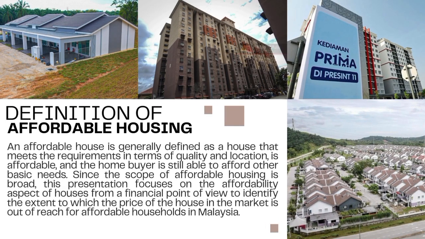Next, we move on to the definition of affordable housing. In the Malaysian context, an affordable house is generally defined as a house that meets the requirements in terms of quality and location. It is affordable and the home buyer is still able to afford other basic needs. Since the scope of affordable housing is broad, this presentation focuses on the affordability aspects of houses from a financial point of view, to identify the extent to which the price of houses in the market is out of reach for households in Malaysia.